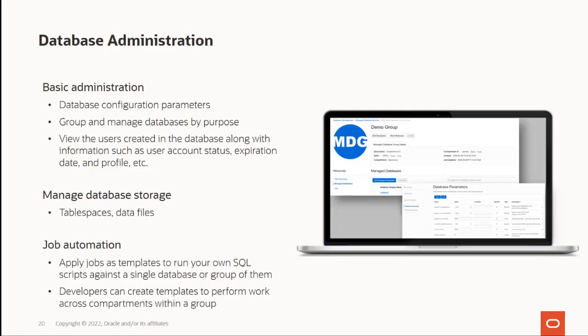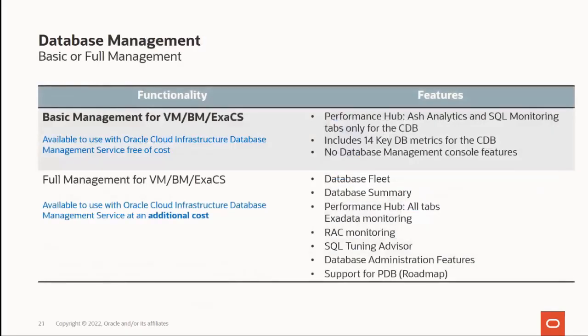Now let me talk about the capabilities that we have for cloud databases. For Oracle Cloud Databases, we have virtual machines, bare metal, and Exadata Cloud Service, and also the autonomous database. Now for virtual machines, bare metal, and Exadata Cloud Service, there are two types of manageability solutions that the service offers. One is the basic management, and the other one is the full management. Basic management is available to use with the database management service for free. So you don't need to pay anything extra for using this basic management capability.